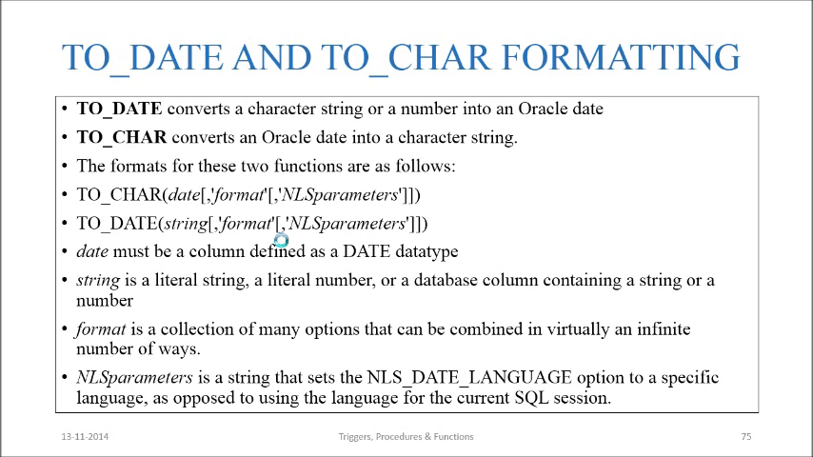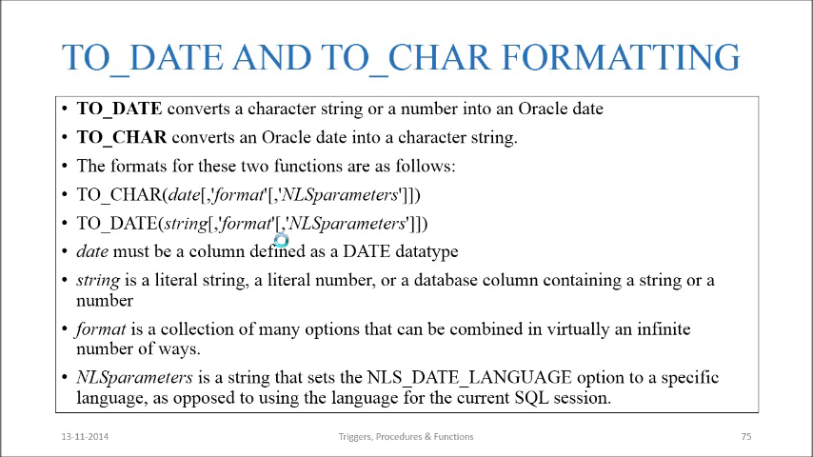Two char and to date formatting functions here. To date converts a character string or a number into an Oracle date, whereas to char converts an Oracle date into a character string. They are reverse of each other. So the format for these two functions: to char, we need to specify the date, then the format, then NLS parameters. Similarly to date is the opposite, we need to specify a string. The input is a string here. Then the format, NLS parameters.